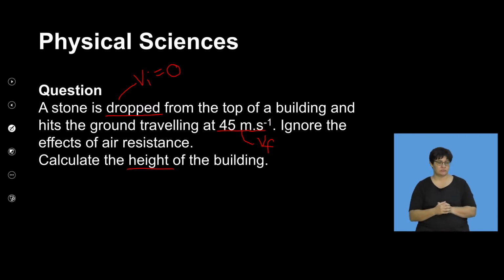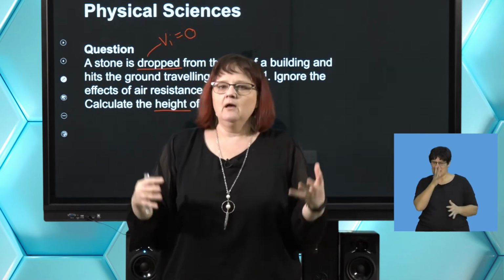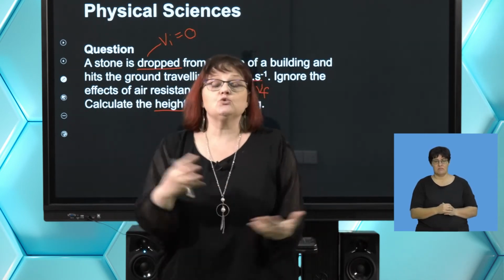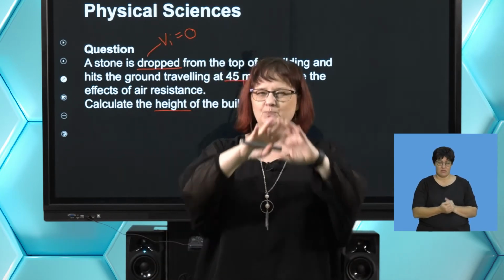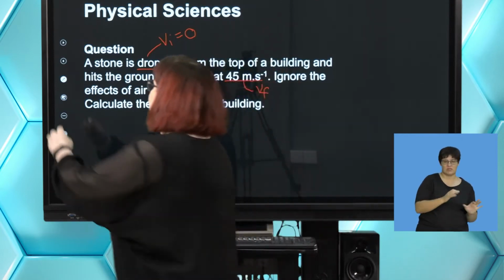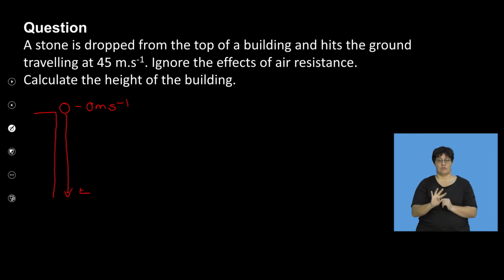For a lot of us, just reading this just feels like so much information. I like to draw some sort of sketch telling me what's going on, because it makes it easier for me to process all the information. They told us we have a stone dropped, so here's my building, there's my stone, initial velocity is 0 meters per second, it hits the ground at 45 meters per second, and that's all the information they give us, and they want delta y.